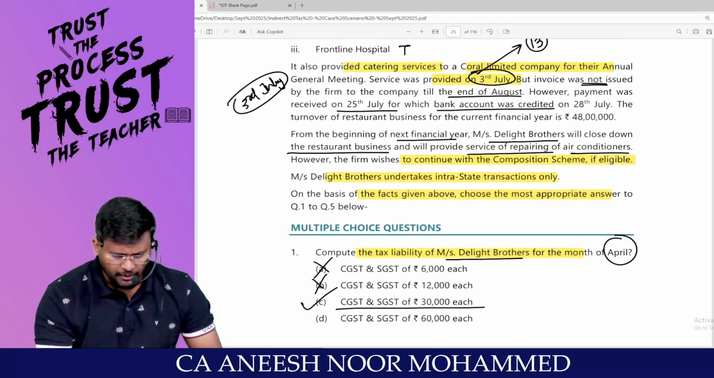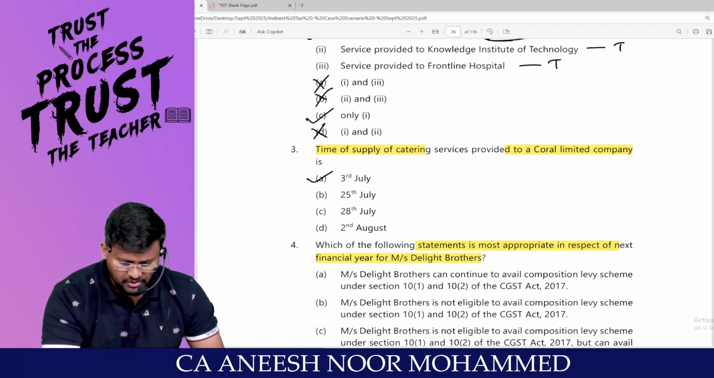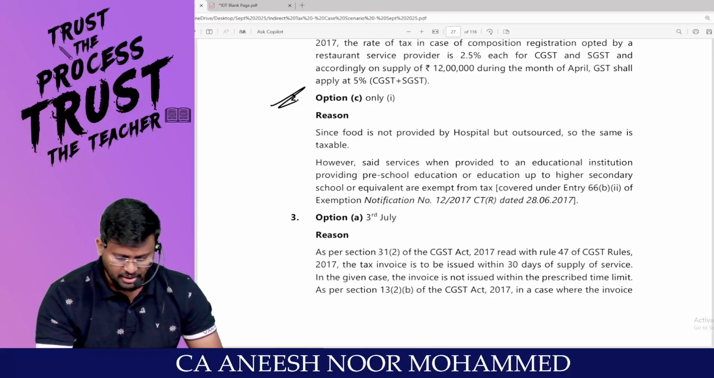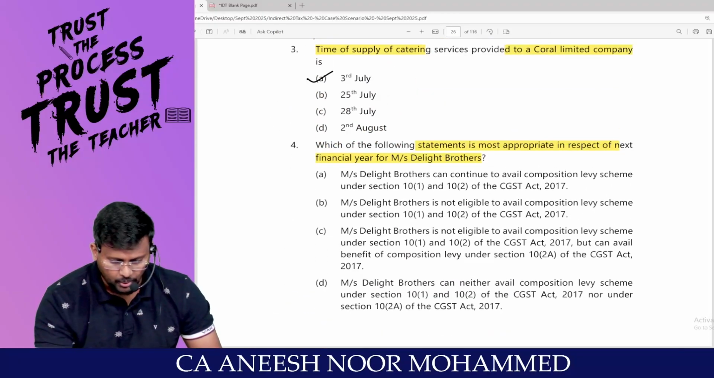Time of supply. Already we found out the time of supply. 3rd July is the time of supply. So for question number 3, option A should be the answer. 3rd July. Are you all really with me?